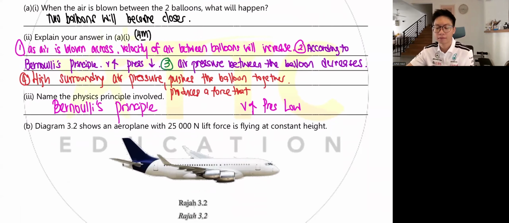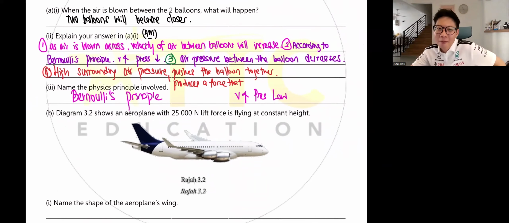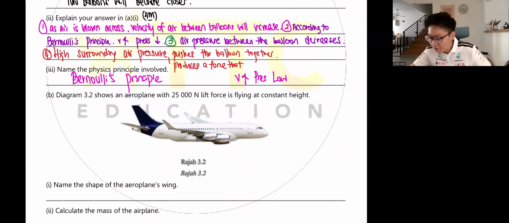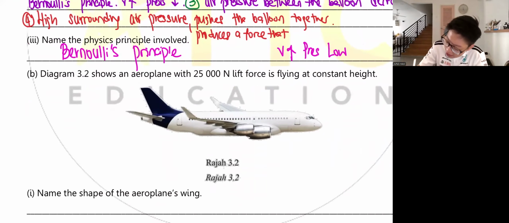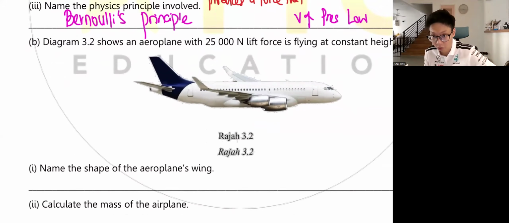Okay. Oh, guys, this is challenging. Okay, come on, continue. So, aeroplane 25 Newton. Guys, what is the shape of an aeroplane wing called? It was flat shape.